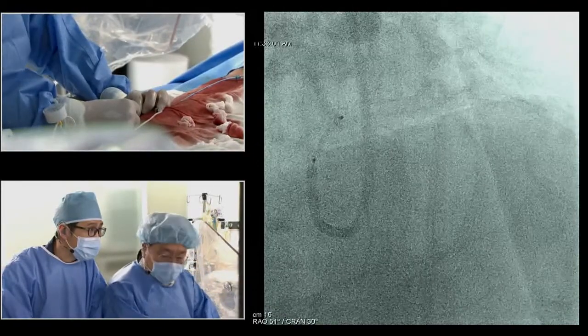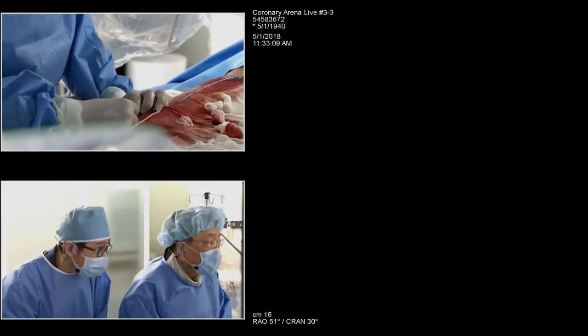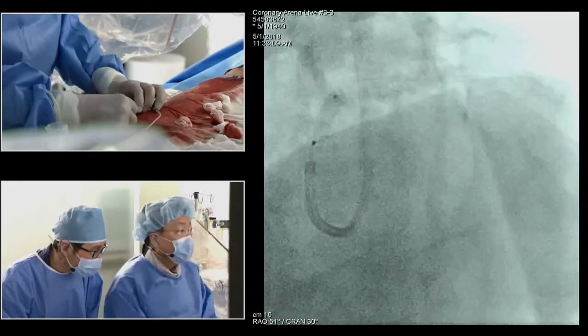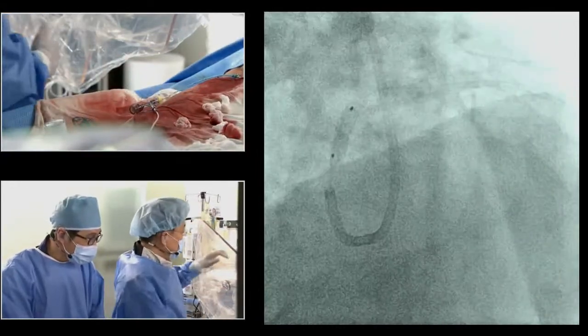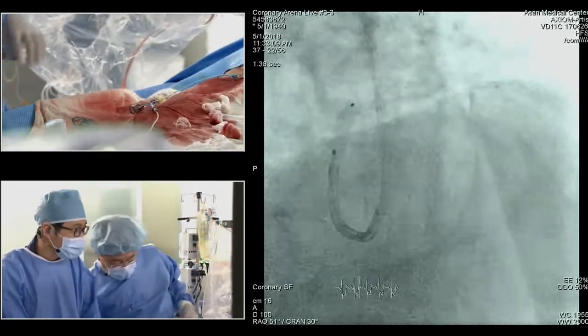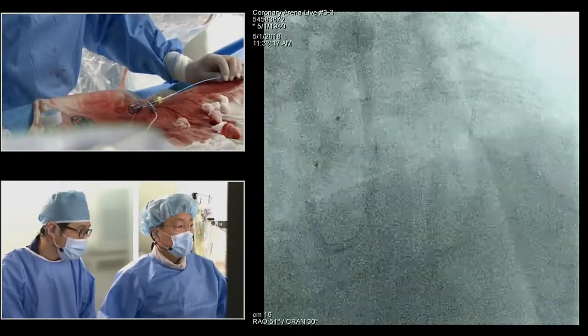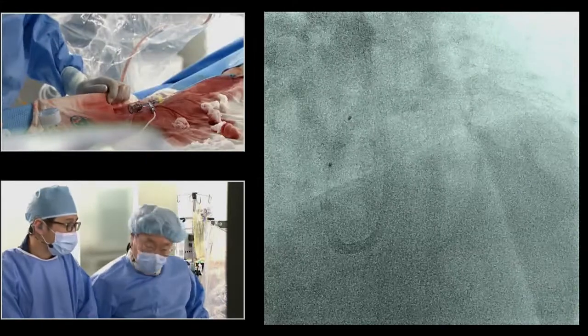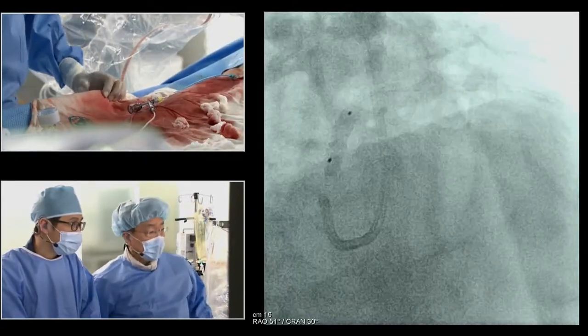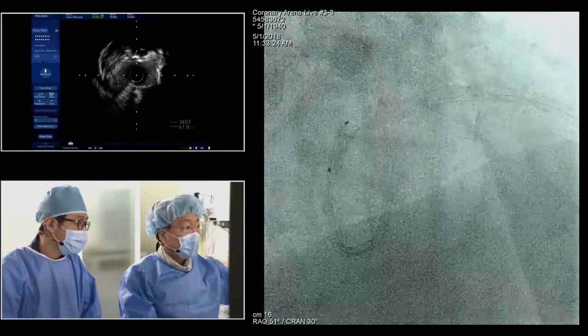Okay, I'll do that. Inflate. 10. Fasting. 10. Good. Perfect. 10, 12, 14, 16, 18, 4.3. Okay, deflate.